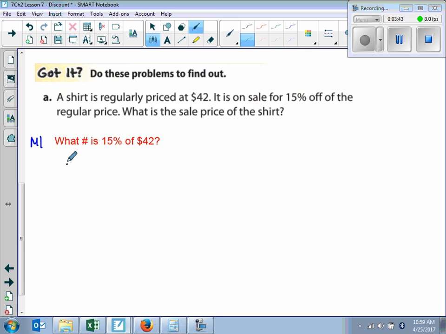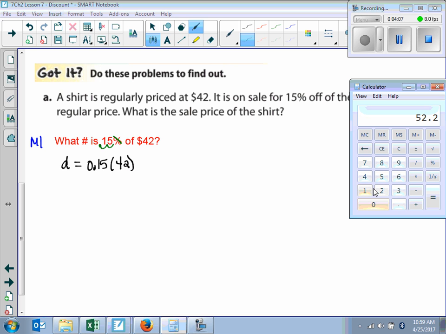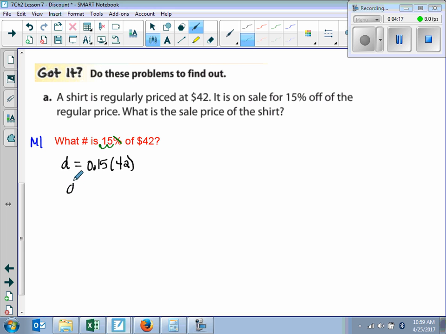So the discount is 15%. Don't forget to change the percent to a decimal. You move the decimal 2 places to the left and take away your percent sign. So that's going to be 0.15 times 42. So when we multiply 0.15 times 42, we end up with 6.3. So how much money is the discount? Very good. So the discount is $6.30. Okay? So now that's the discount.